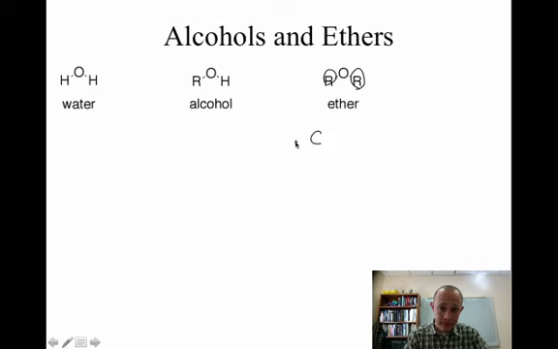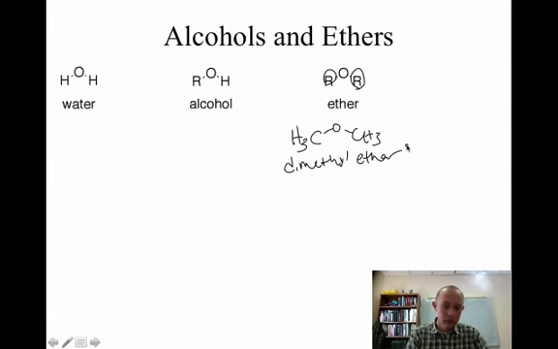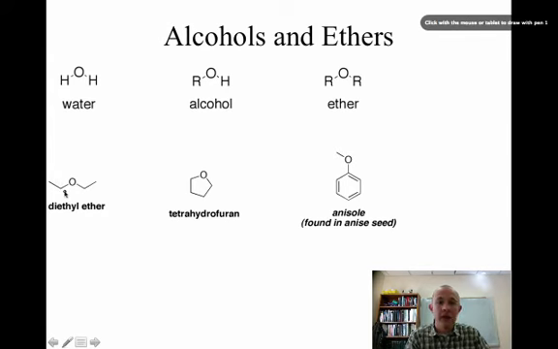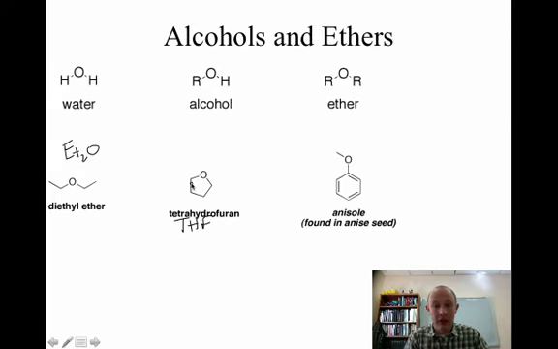So for example, this is dimethyl ether. Some other ethers that you may or may not have heard of before. This is called diethyl ether, which is commonly used as an organic solvent, especially in Grignard reactions that we've talked about. This is often abbreviated as Et2O, for example. This is tetrahydrofuran, or THF. This is also used a lot as a solvent in reactions.